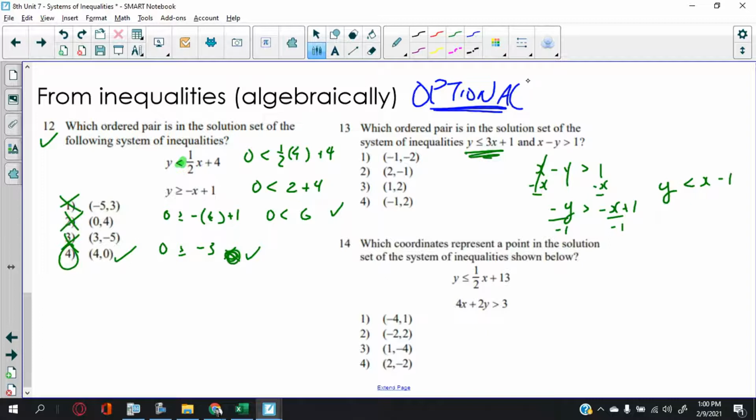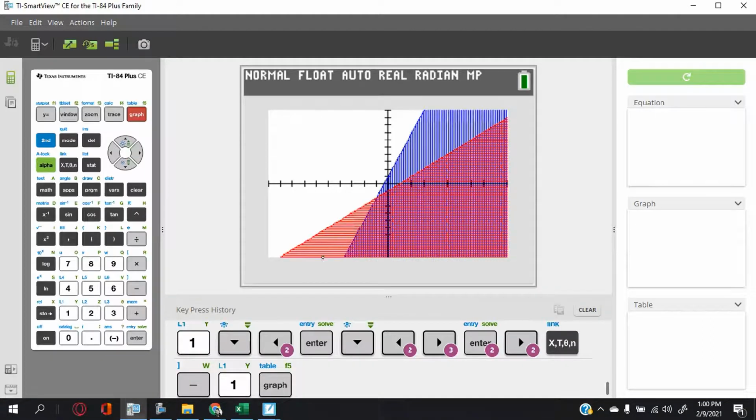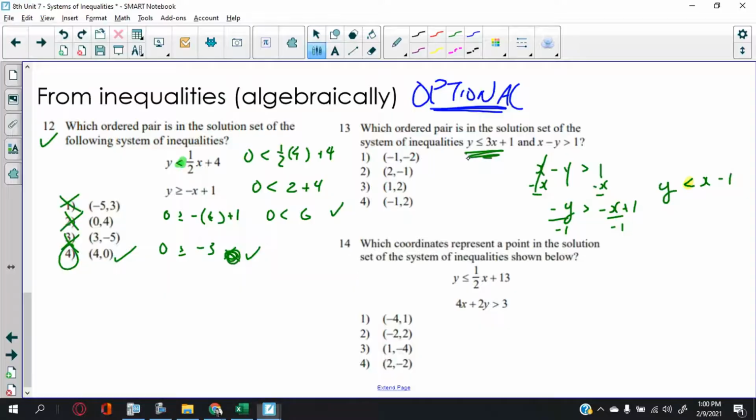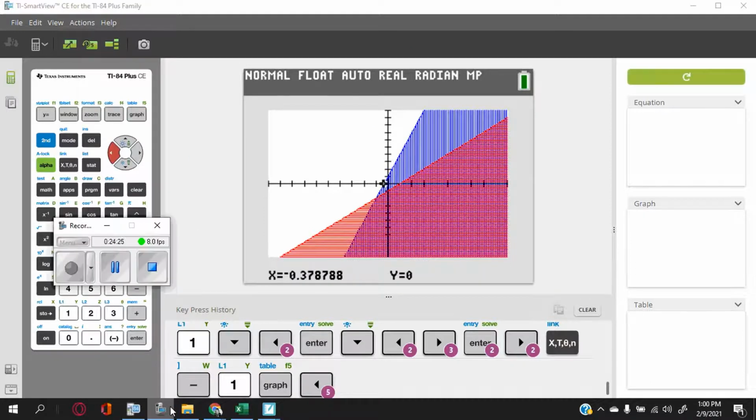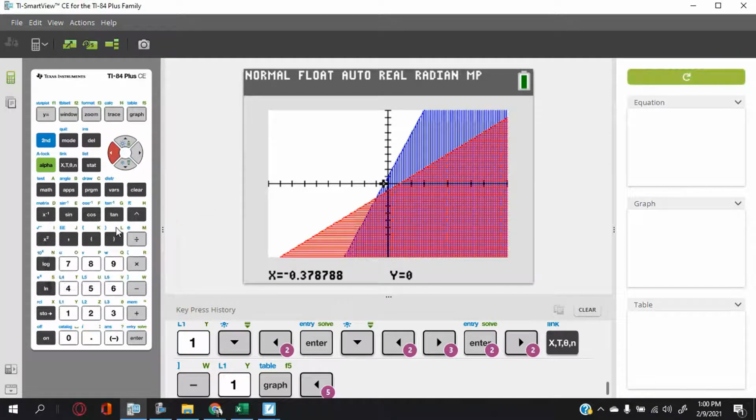Now I gotta be careful because that second equation is less than, not less than or equal to. So the second one, the red one, is a dotted line. Alright? So what does that mean? -1, -2. Where's my tracer? Oh man, come on. Alright, it's back. Alright, -1, -2.